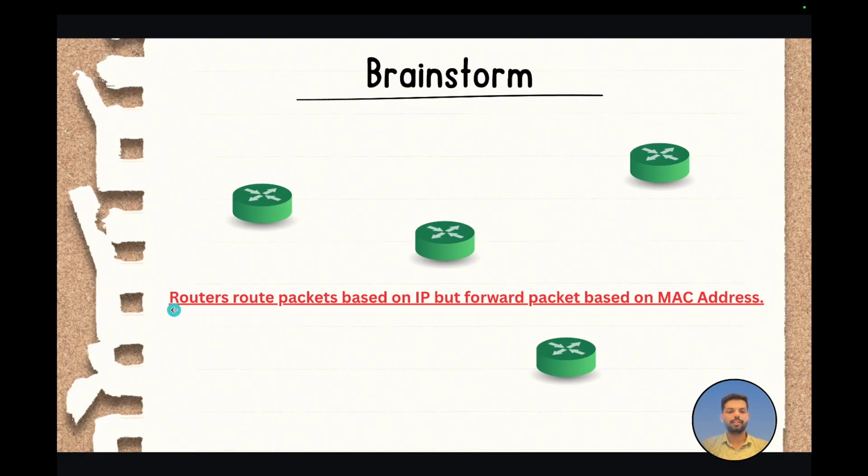So this is one of the facts that a router routes the packet based on the IP, but forwards the packet based on the MAC address. So that's why we also need ARP. So ARP basically binds the MAC address for the particular IP address. So that's why this is one of the most known facts to all the people.